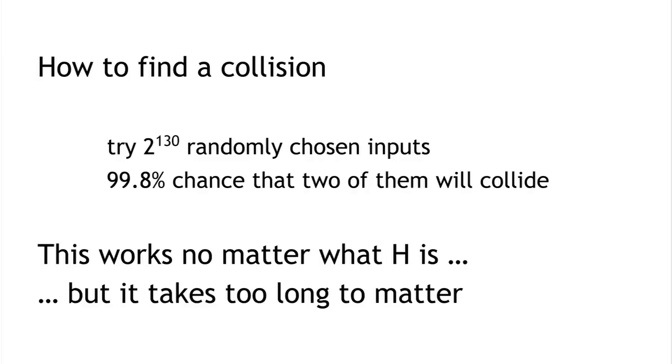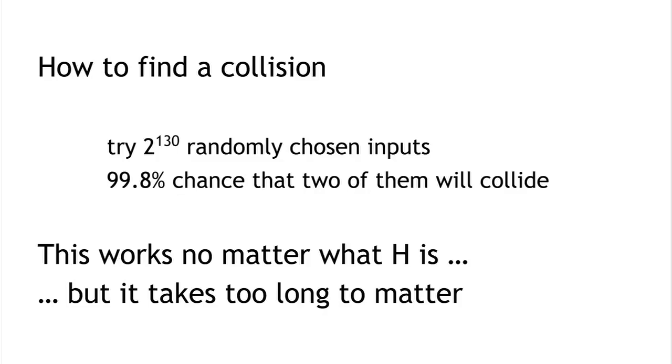So we can say something like this: if every computer ever made by humanity was computing since the beginning of the entire universe up to now, the odds that they would have found a collision is still infinitesimally small. So small that it's way less than the odds that the Earth will be destroyed by a giant meteor in the next 2 seconds, which didn't happen. Okay, so we know how to find a collision, but this method takes too long to matter.